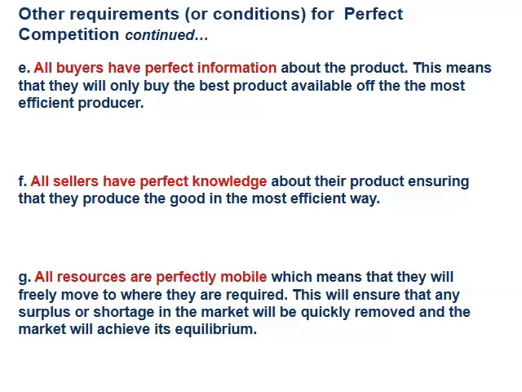And finally, all resources have to be perfectly mobile, which means they have to move to where they're required. For example, if demand increases for a product, there will be a shortage in the market, so the price will rise. As the price rises, producers want to increase quantity supplied. If they can't get the resources they need to increase quantity supplied, the shortage will persist. And in perfect competition, resources have to be perfectly mobile to be able to respond to the need to increase quantity supplied.